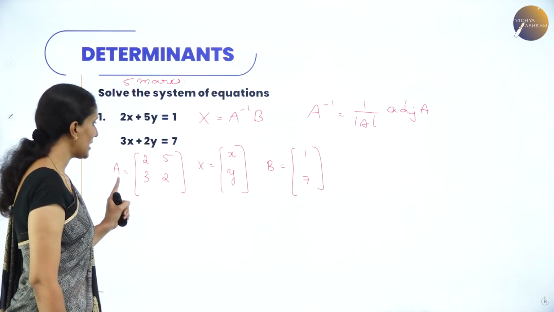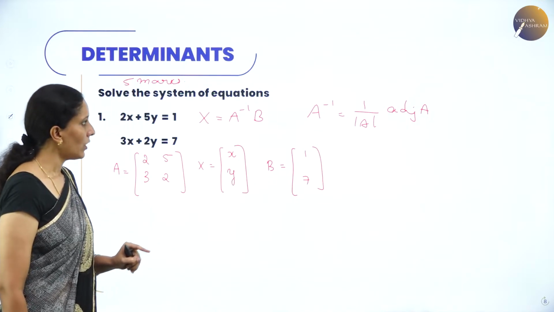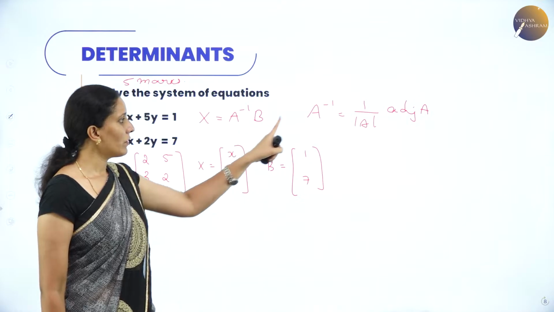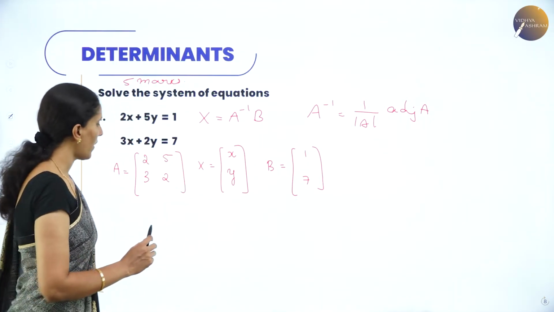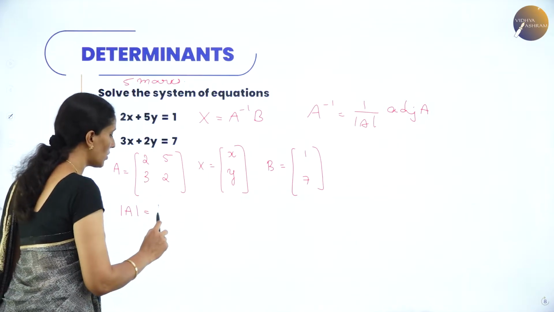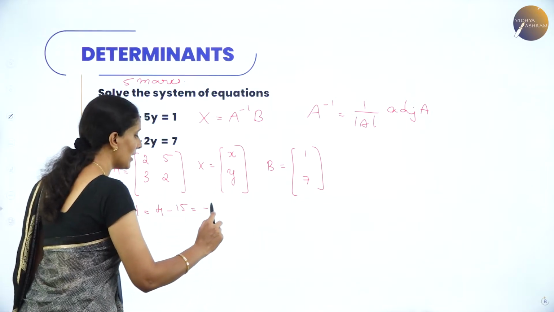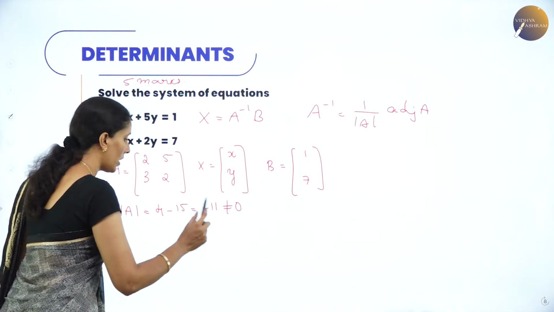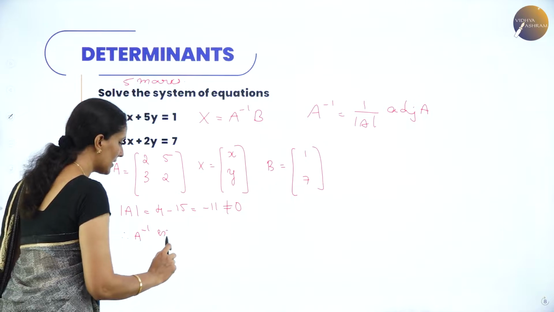First write A, write matrix X, write matrix B. Then we need to solve X is equal to A inverse B. To find A inverse, we need 1 over determinant A into adjoint A. So, first let us find determinant A. Determinant A is 2 2s are 4 minus 5 3s are 15. So, the answer is minus 11, not equal to 0. If determinant A is not equal to 0, what does this imply? A inverse exists.